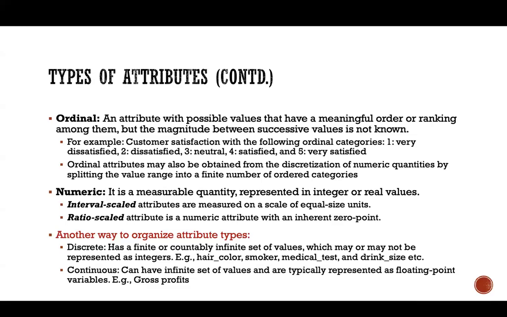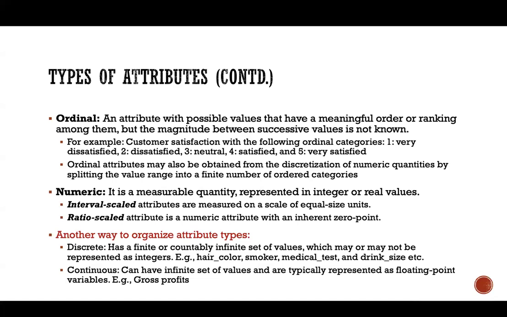Whereas ratio scaled attributes are ones where there's an inherent 0 point. So here, it's not equally spaced. For example, profitability of a company: you could have loss-making companies, which is negative profit, zero profit, positive profit. So it could range quite a bit. So a ratio scaled attribute would be that.